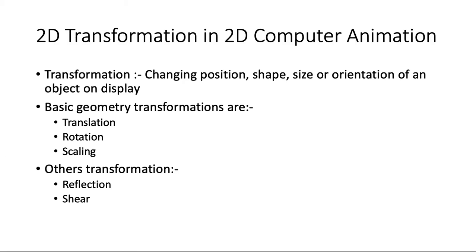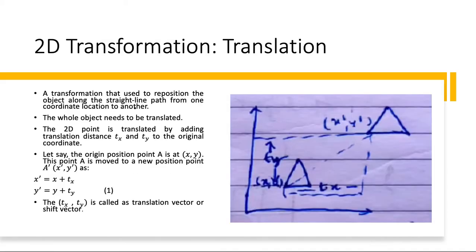Alright, so we will look into the first basic geometric transformation, the translation. So for the translation, what it means, or where we use it. Basically, when we talk about translation, it means to reposition the object along a straight line path from one coordinate location to another. The whole object needs to be translated.